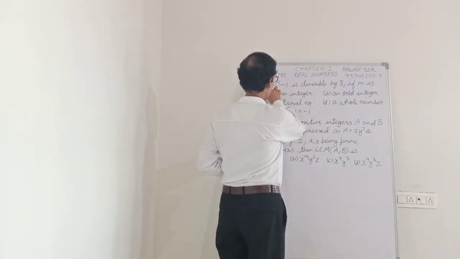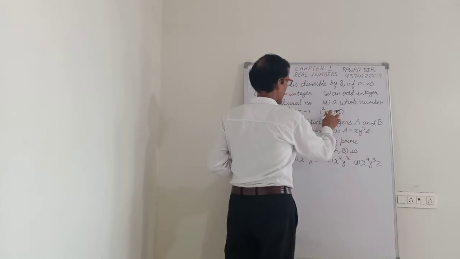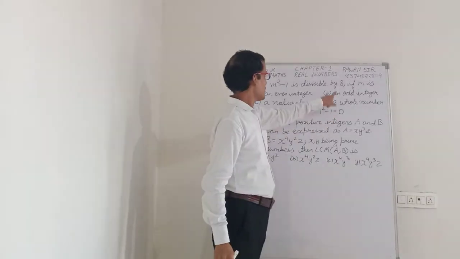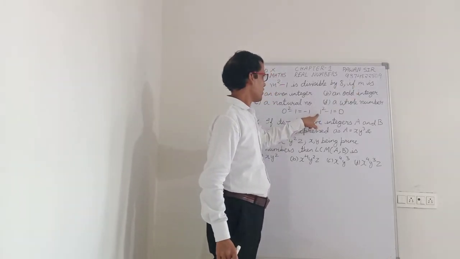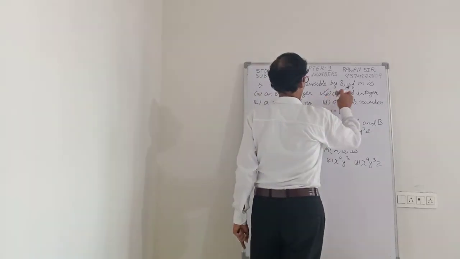Now take m equal to 1. So 1 square minus 1, it is equal to 1 minus 1, 0. So 0 is divisible by 8. So what we have taken? We have taken m equal to 1. And 1 is an odd integer. So correct option is B, an odd integer.